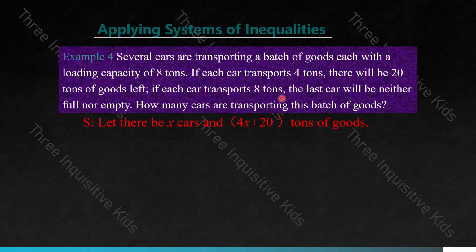So the first step is to always set the variables. Let there be X cars and this amount tons of goods. Based off of the quantitative relationships from the problem, we can write these two inequalities. 4x plus 20, which is the number of tons, is less than 8x, and 4x plus 20 is greater than 8 times x minus 1. Solved, this inequality set would be x is greater than 5 and x is less than 7.